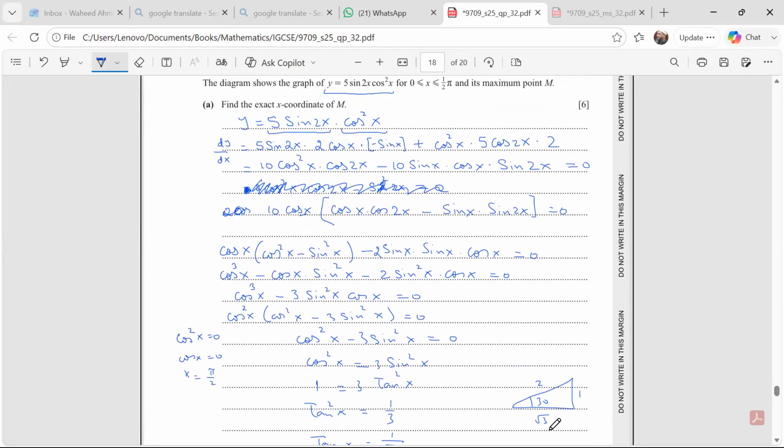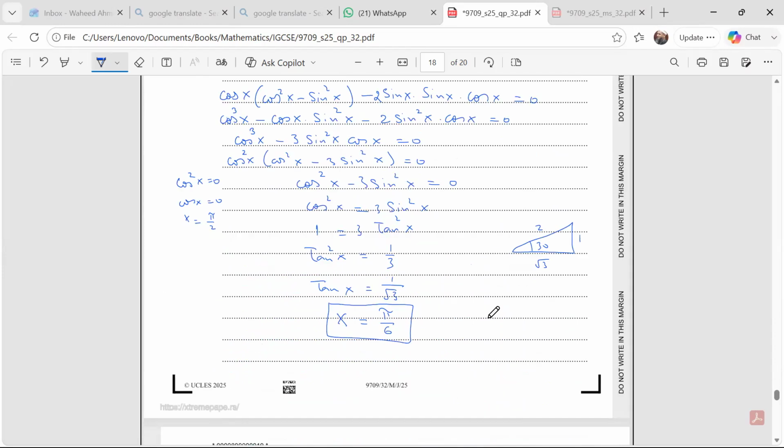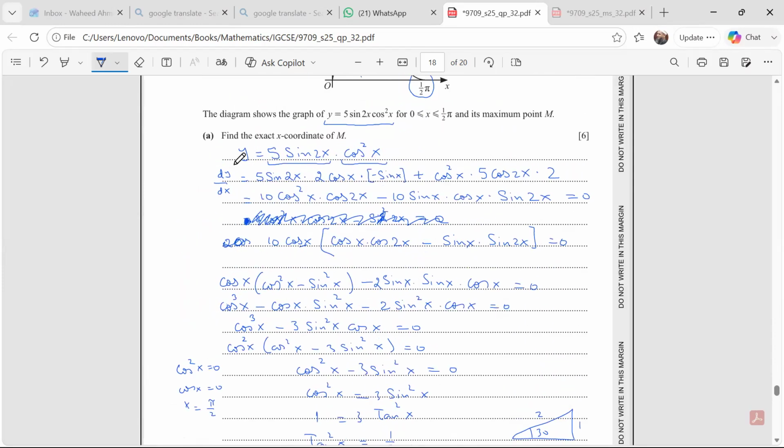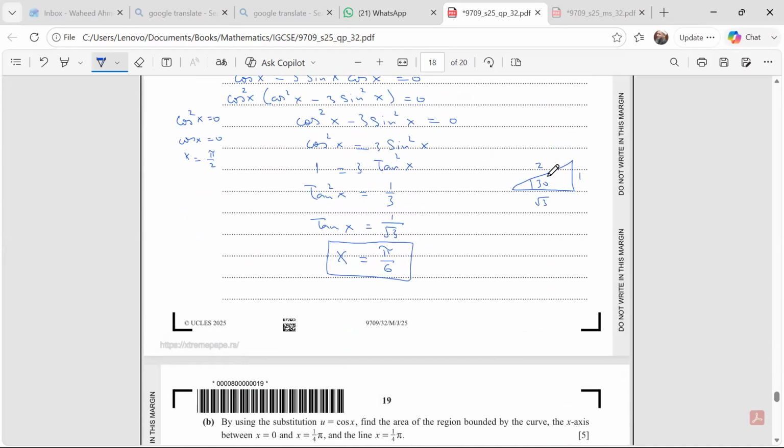Now we were asked to find the coordinates of M, right? And the exact coordinates. So we need to find the y value now, right? So if x is equal to pi by 6, what is the value of this expression? Okay, so what was this expression? Let me do it over here. It was y equal to 5 sine 2x into cos square x.